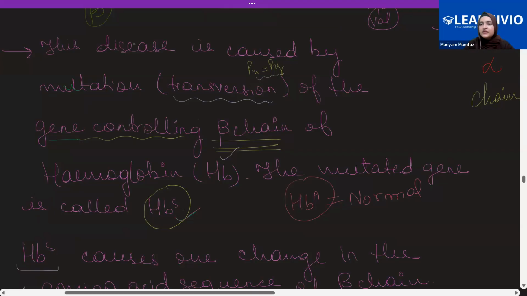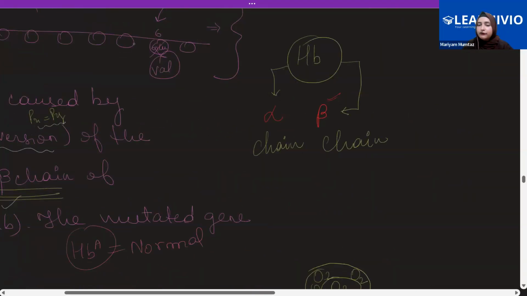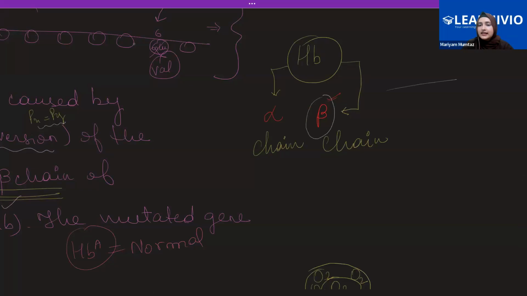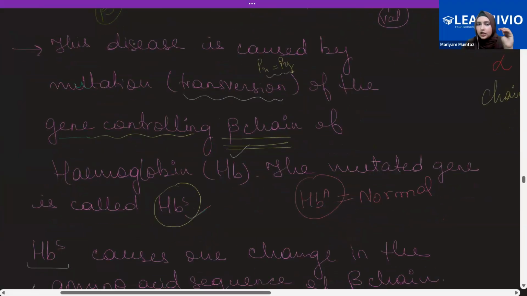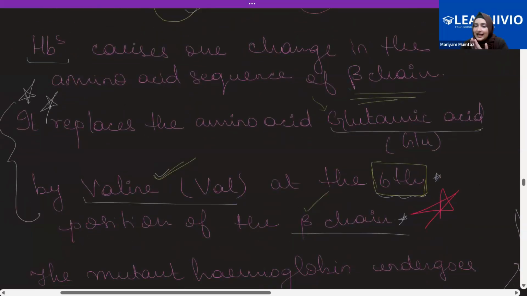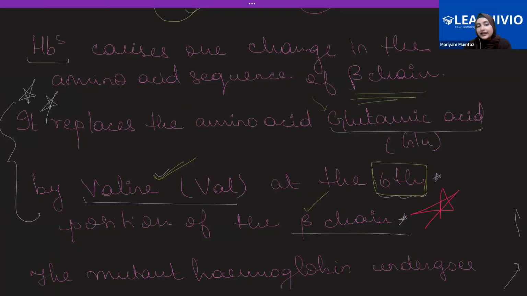Transversion mutation occurs. Now see, like I was telling you, the hemoglobin is made up of two types of chains, alpha and beta chain. Okay. So when this beta chain is being synthesized, there is a sequence of amino acids present. Because of this mutation, the hemoglobin's beta chain at the 6th position, which was supposed to have glutamic acid, the amino acid, gets replaced by the valine amino acid. So this is what happens during the mutation.